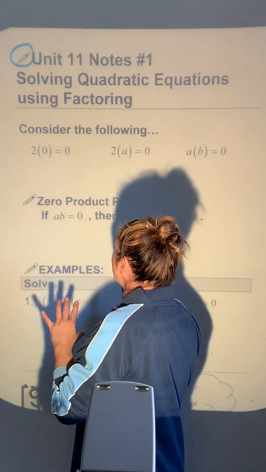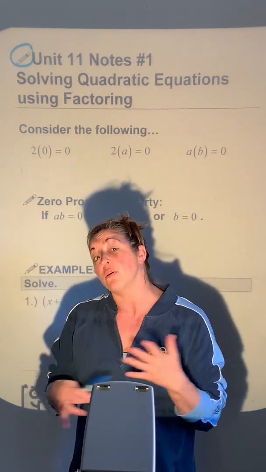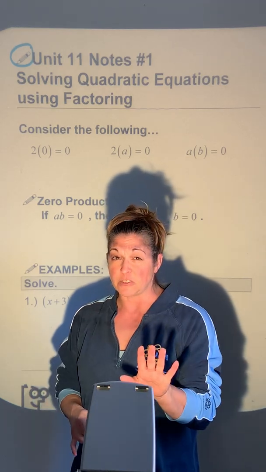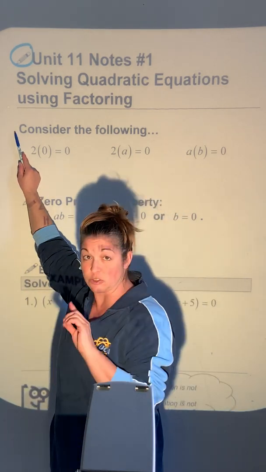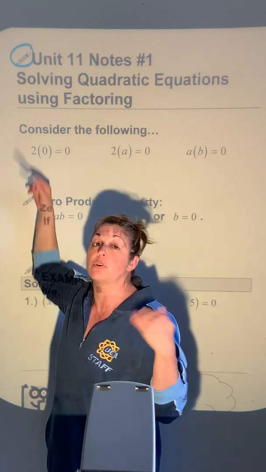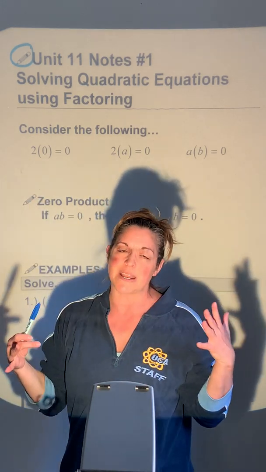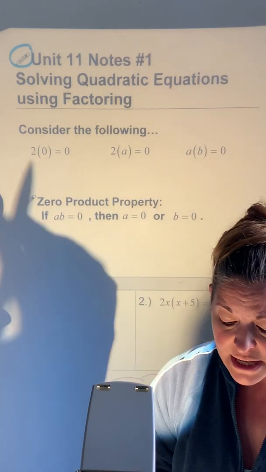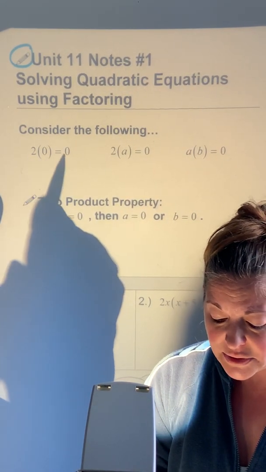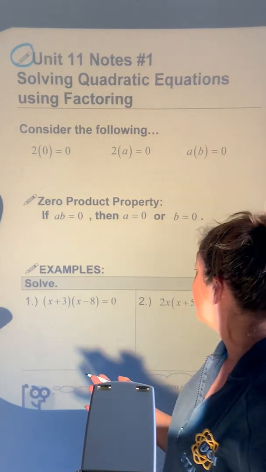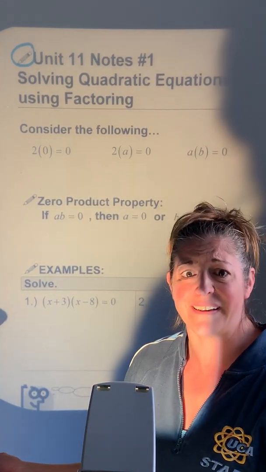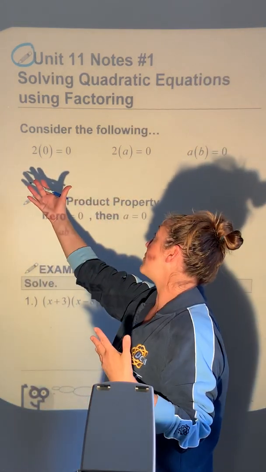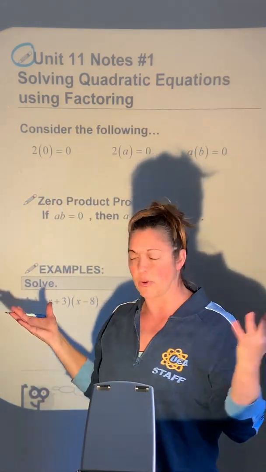But before we start talking about how we're going to use factoring to solve these types of equations, there's just one thing I want you to consider. Now, first and foremost, notice there's no little pencil there, so therefore you don't have to actually write this down. I just want you to kind of think about this. So the first statement I've got here says that 2 times 0 equals 0. And hopefully everybody's looking at that saying, well, yeah, duh, okay. I know that anytime I have a number and I multiply it by 0, it gives me 0, okay.